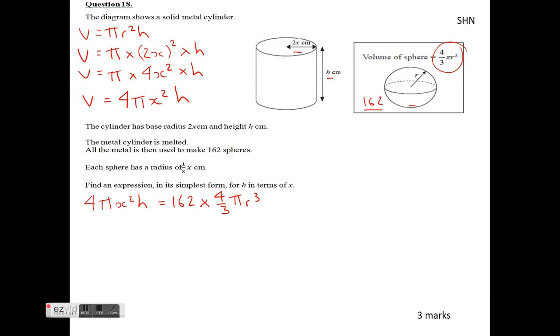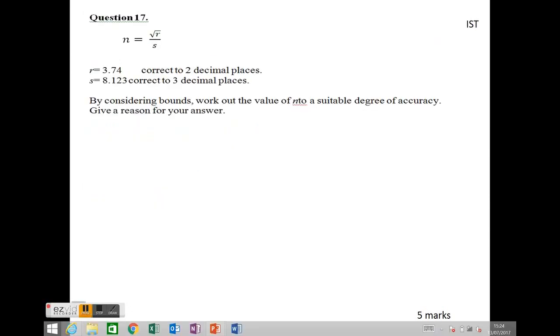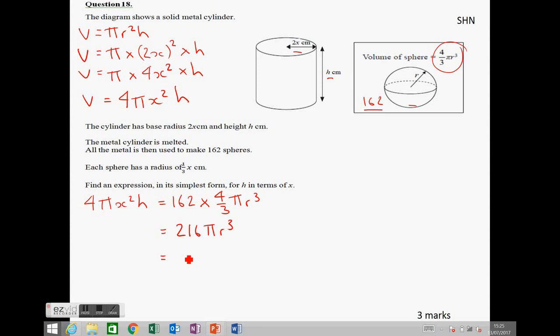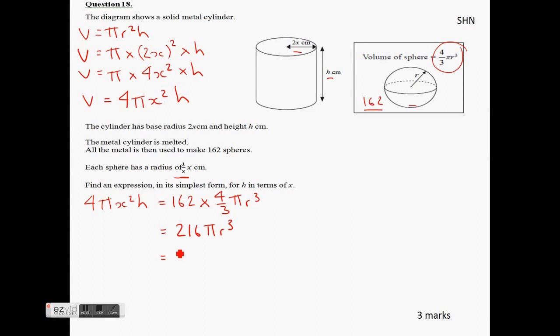So we're now going to work on this right hand side a little bit. Let's not worry too much about the left hand side. So lots of numbers. Maybe the first thing we should do is simplify the 4/3 times 162. Now it is a calculator paper, so we should be able to do that quite nicely. So just do 162 times by the 4, divide by 3, and you end up with 216 pi r cubed. Now it also tells us that the radius of one of them was a third x just over here. So we're going to substitute that in.